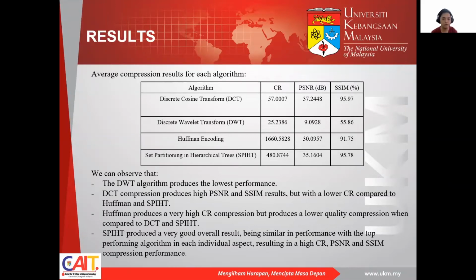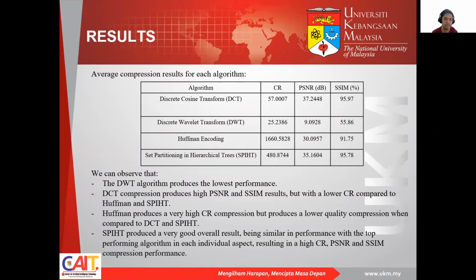Right, so we move on to the results of our research. Once all of the data has been compressed, evaluated, and tabulated, and averaged out, we get this table that you see here for the average compression results for each algorithm. Our main points of measure are compression ratio, CR, PSNR in decibels, and SSIM in percent. And for all these 3 criteria, the higher, the better.